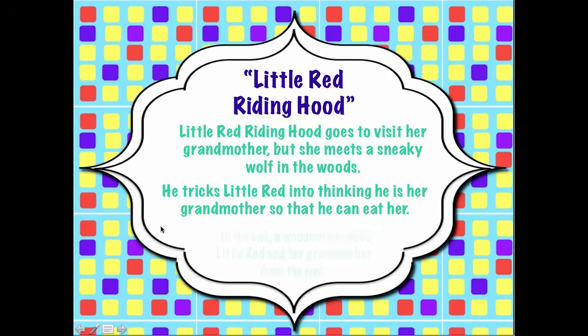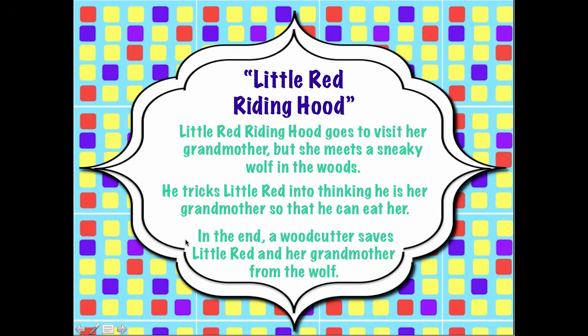Let's continue. In the end, a woodcutter saves Little Red and her grandmother from the wolf. Now, what story element is this over here? You're right, it's the solution. So we've got the main characters introduced up here with the setting. We've got the problem is that Little Red is being tricked and she might get eaten. And then the solution down here comes from this nice woodcutter that comes and saves them. So we've got all those story elements, and this only took 3 little sentences. So that's how you write a summary. They can be pretty short and sweet.